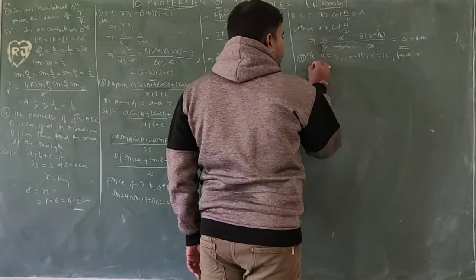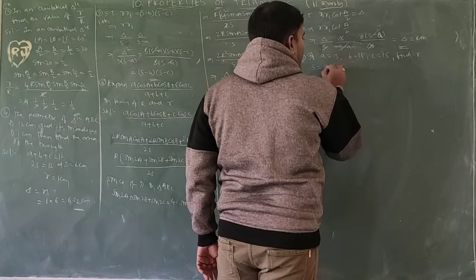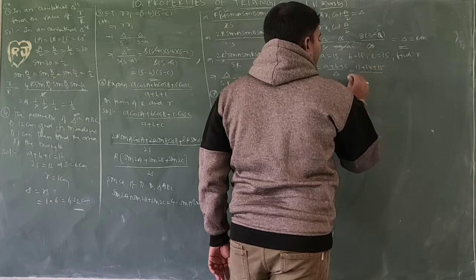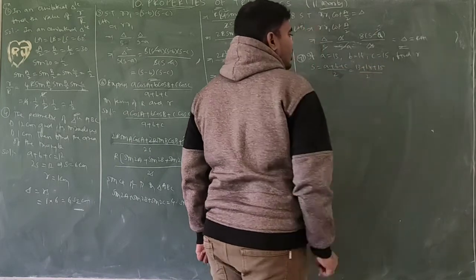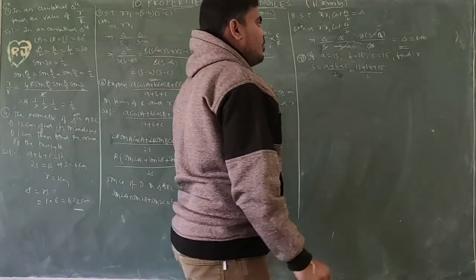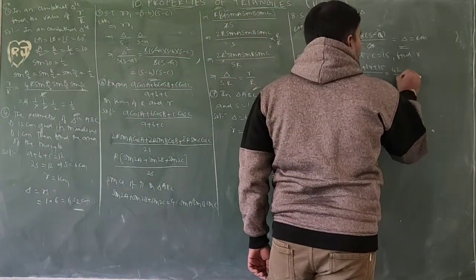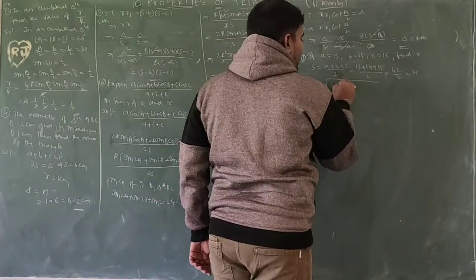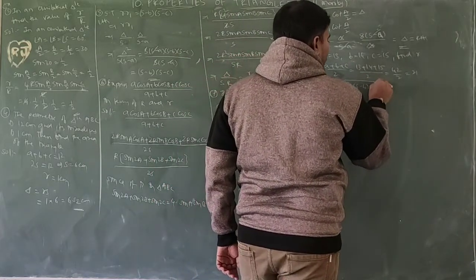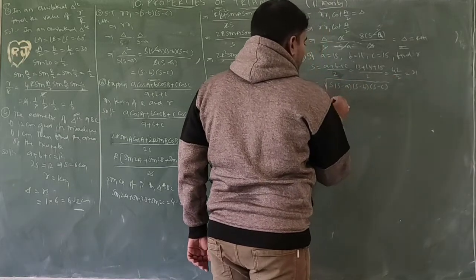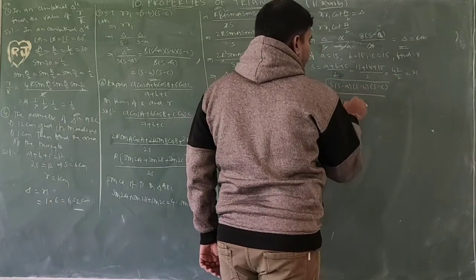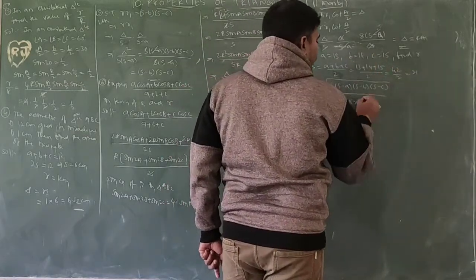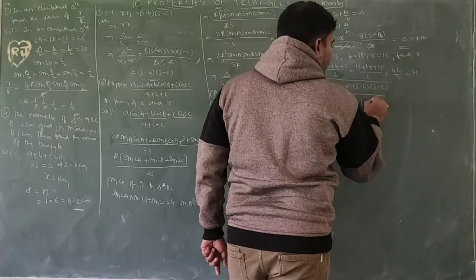So first S equal to a plus b plus c by 2. 13 plus 14 plus 15 by 2. 13 plus 14, 27, plus 15, 42 by 2 equal to 21. So delta equal to root S into S minus a, S minus b, S minus c. S is 21, S minus a is 21 minus 13, 8, 21 minus 14, 7, 21 minus 15, 6.